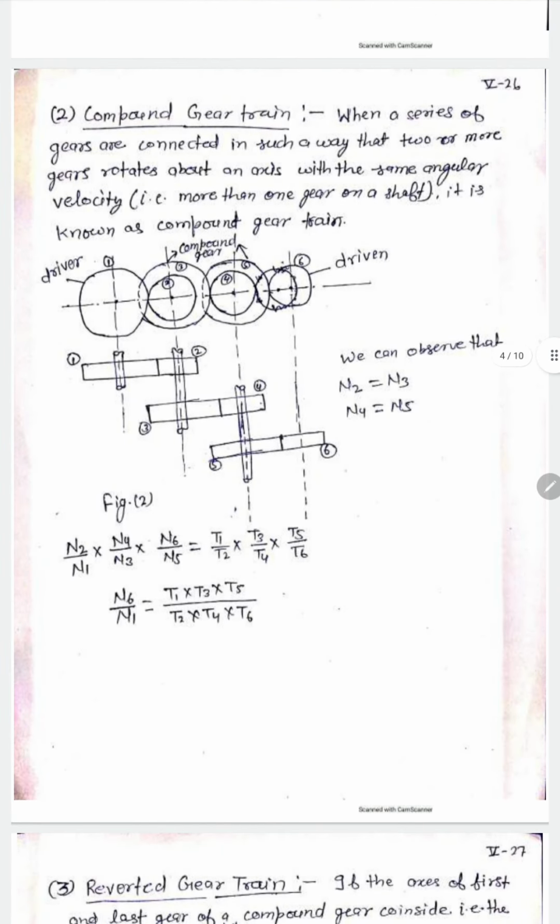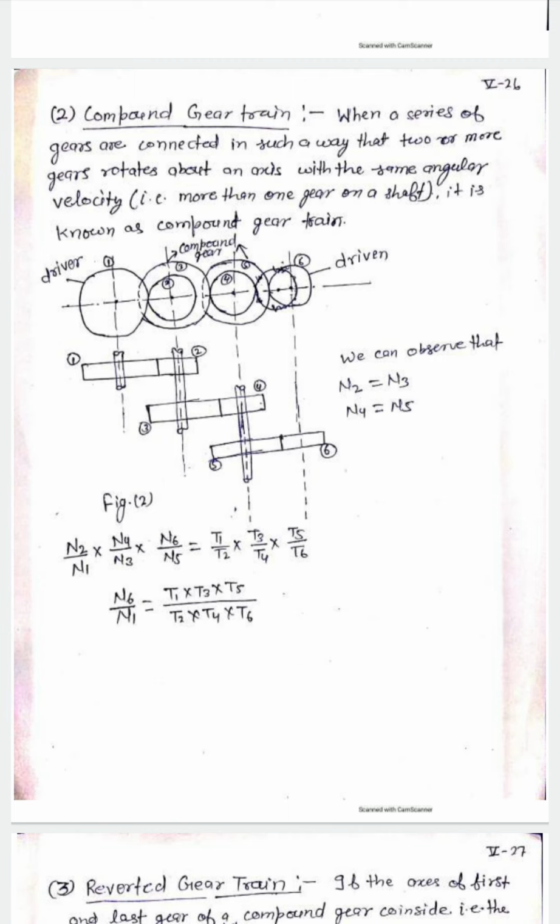Now, we will see the second type of gear train, which is called a compound gear train. When a series of gears are connected in such a way that two or more gears rotate about one axis with the same angular velocity, it is known as a compound gear train. Two or more gears rotate about an axis with the same angular velocity, that is, more than one gear is mounted on one shaft.